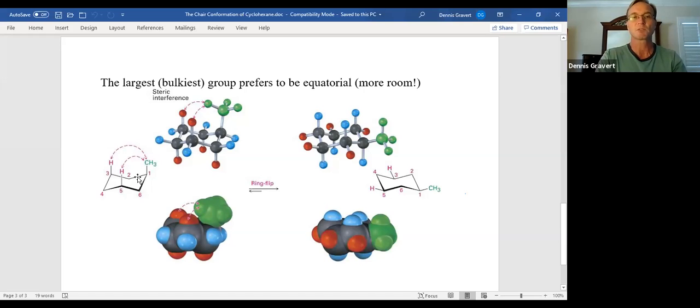The molecule would rather wiggle and put the methyl group over here, equatorial. And now the methyl group is sitting out the side. You can more clearly see in the bottom right, the group is farther away from other electrons around the other atoms. That's more stable.